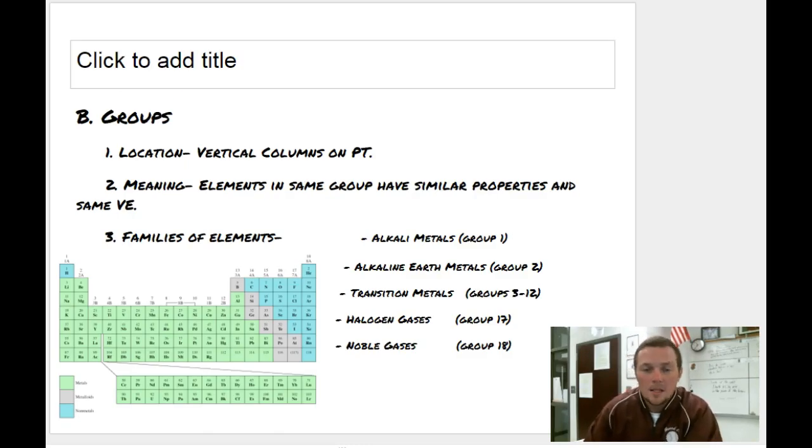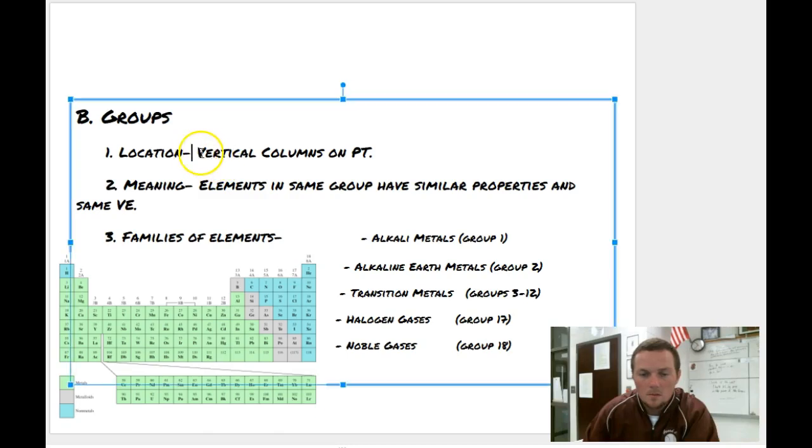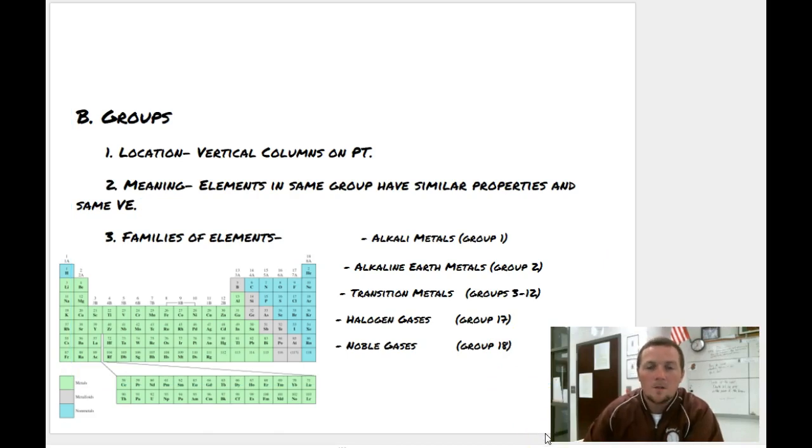All right, so we can separate it into groups. So what is a group? It's a vertical column on the periodic table, meaning elements in the same group have similar properties. It's kind of like a family tree. They call them families as well, so families of elements. If you're in that same vertical group, you're going to have the same characteristics, just like your family has the same characteristics, or a lot of you do. So if it's in that family, it's going to have the same or similar characteristics.